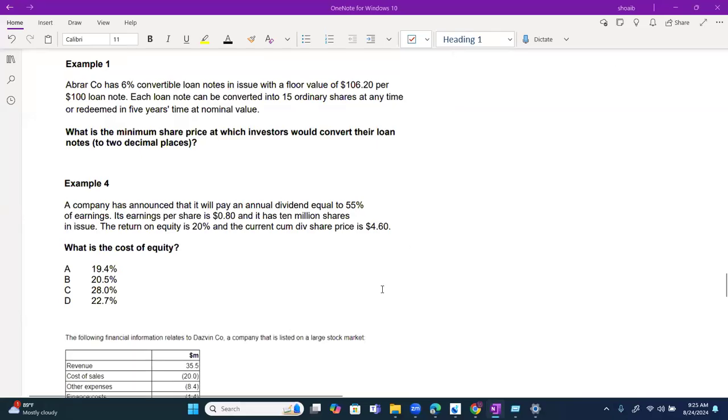Abrar company has 6% convertible loan notes in issue with a floor value of 106.20 per $100 loan note. Each loan note can be converted into 15 shares at any time or redeemed in 5 years' time at nominal value. What is the minimum share price at which investor would convert their loan notes? So we need to calculate the minimum price at which the investor will convert their loan notes. So floor value is 106.20.